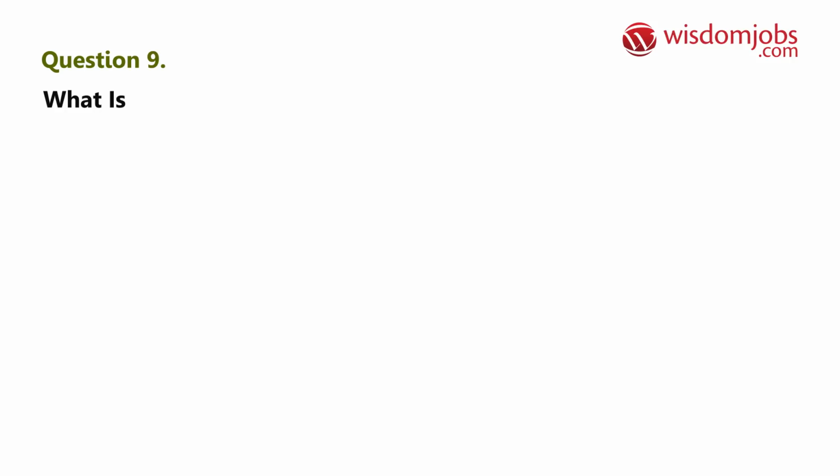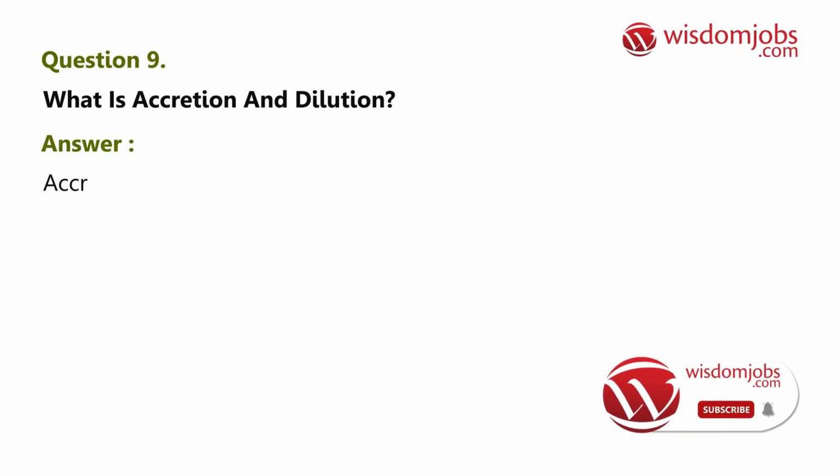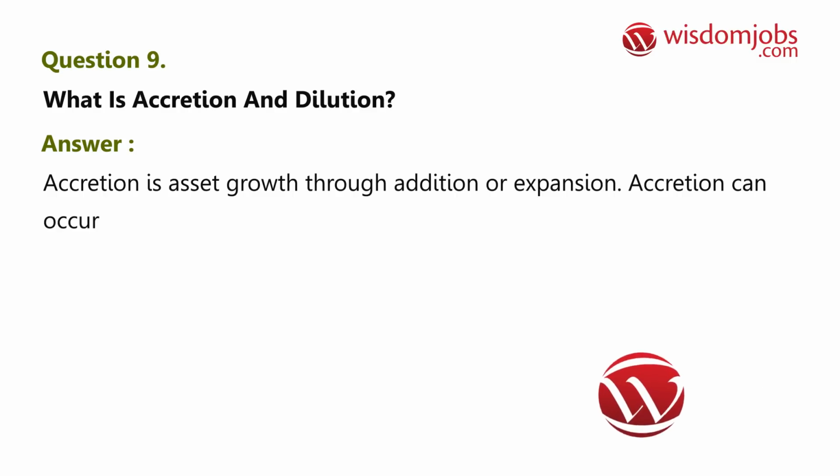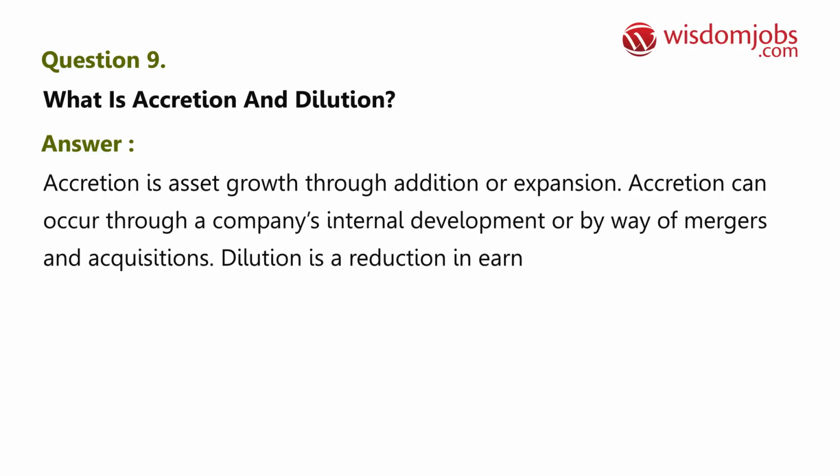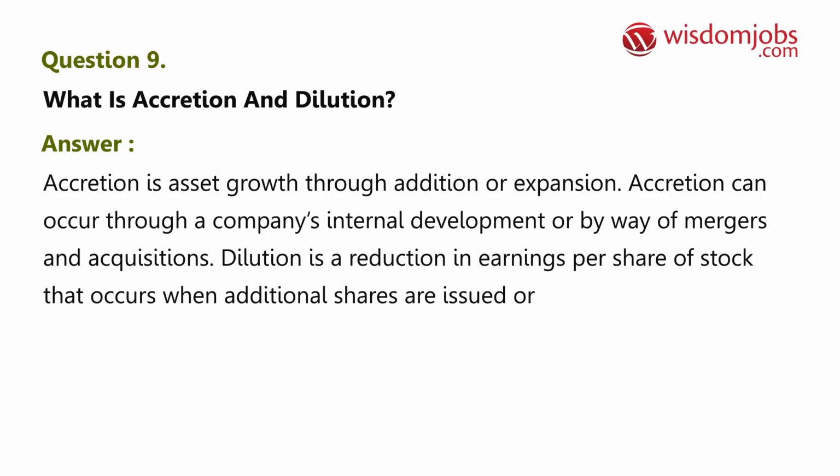Question 9. What is accretion and dilution? Answer. Accretion is asset growth through addition or expansion. Accretion can occur through a company's internal development or by way of mergers and acquisitions. Dilution is a reduction in earnings per share of stock that occurs when additional shares are issued or the stock changes into convertible securities.